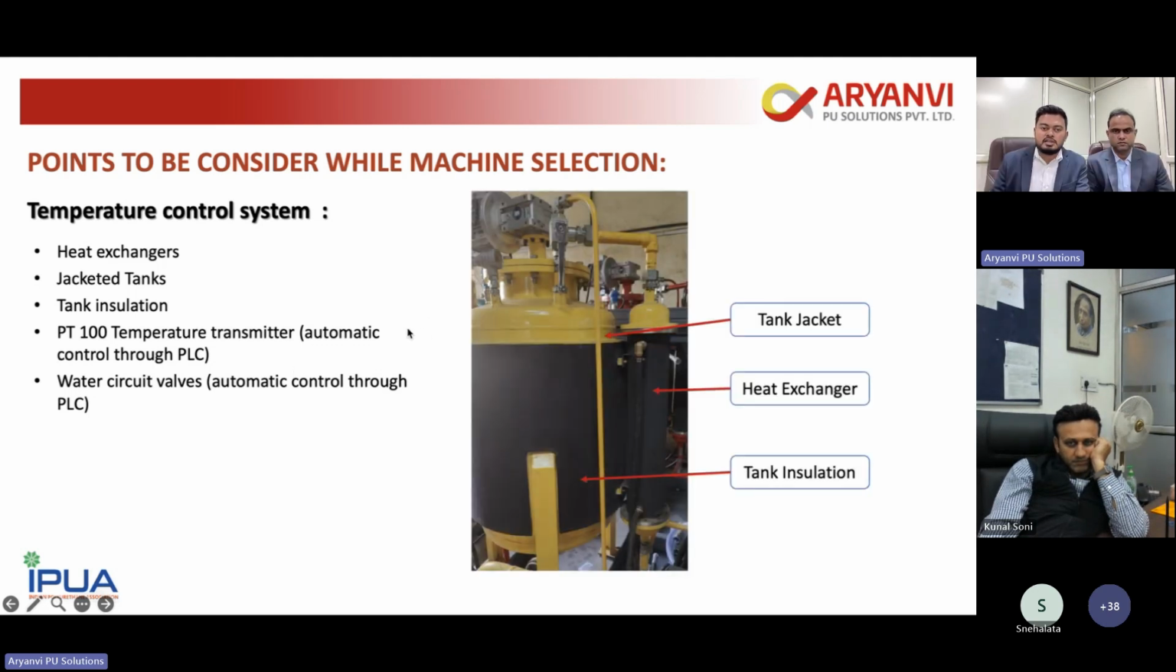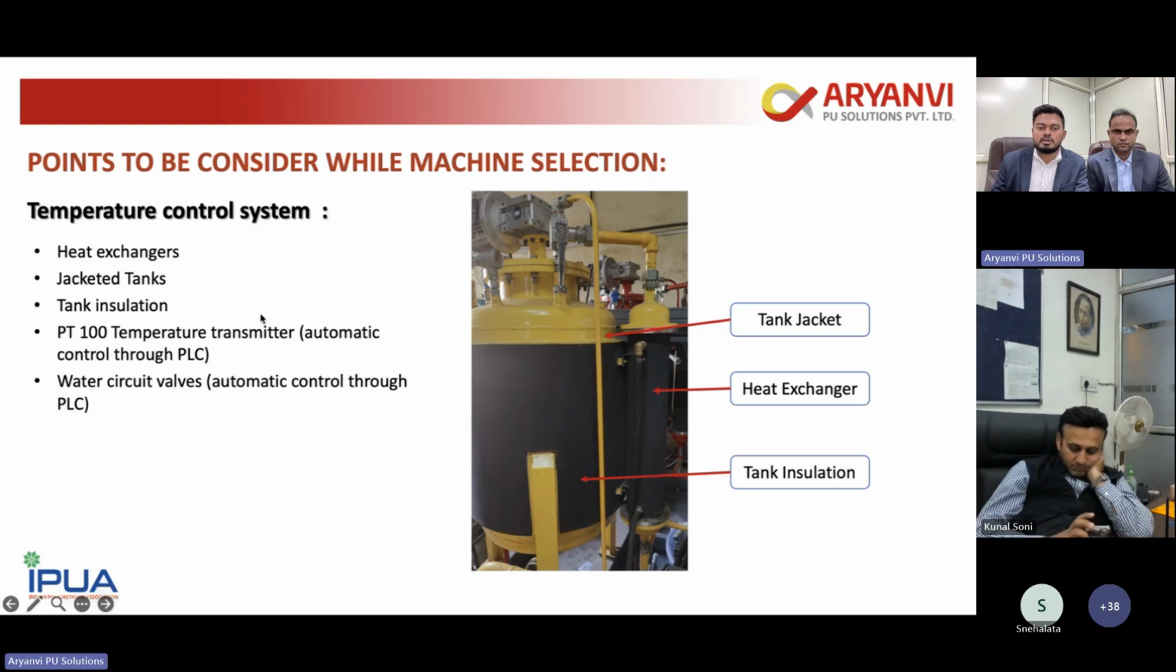Here you can see this is basically the jacket behind the insulation. This black color part is called insulation. Behind that, the water jacket is there. To maintain the temperature, we are supplying hot or cold water through the jacket according to the condition, like winter, summer, according to the condition we'll supply.